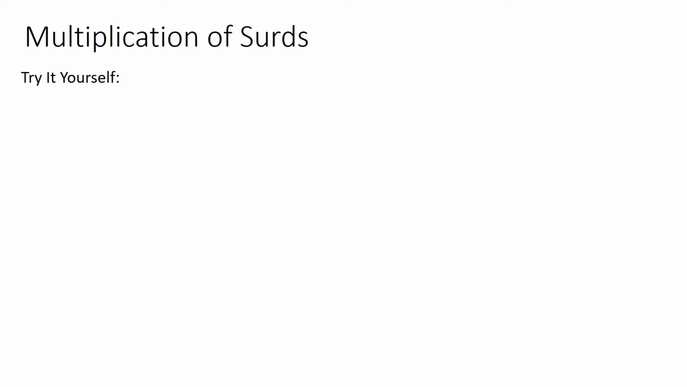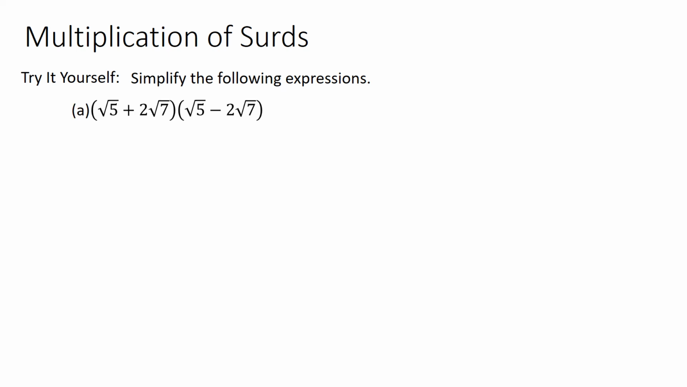Here is another similar example that you can try yourself. Simplify the following expressions. A. Bracket surd 5 plus 2 surd 7, bracket surd 5 minus 2 surd 7. B. Bracket 8 surd 6 minus 4 surd 7, squared. You can pause the video and try to do it yourself. And the answer for A is negative 23, for B is 496 minus 64 surd 42.